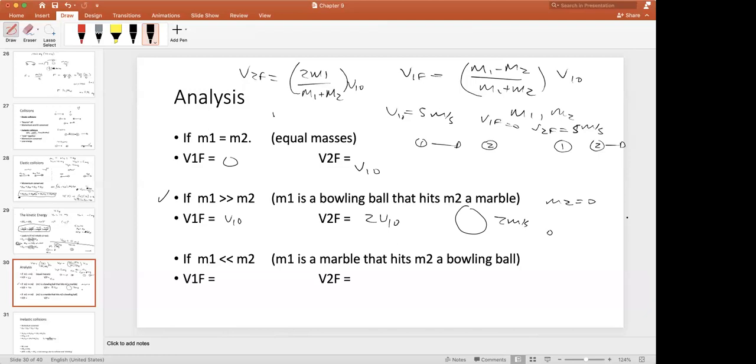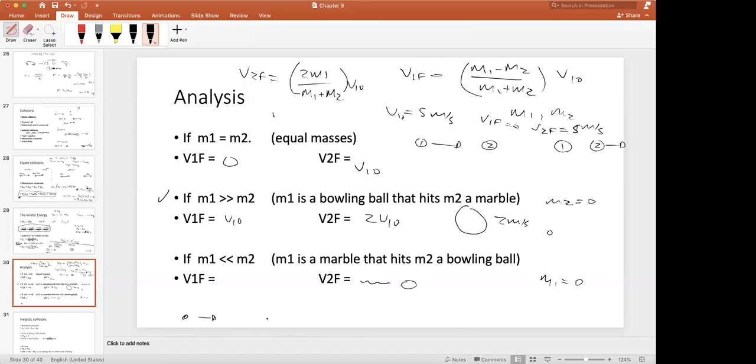If M1, the mass initially moving, is much, much smaller than mass 2, well, essentially, what we should have happen is nothing. Nothing should happen to mass 2, the thing at rest, because it's so big that it doesn't get moved, right? If essentially M1 is equal to 0, then if we look at V2, this is approximately 0, and it doesn't move. But what happens to M1?